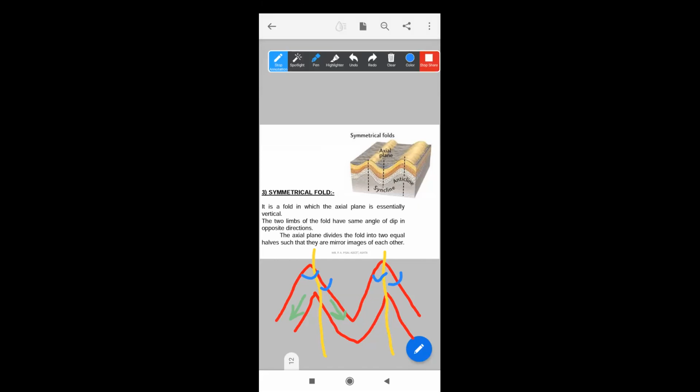Okay, so these are the points regarding the symmetrical fold. सिमेट्रिकल फोल्डमध्ये काय असतं, 3 things are important. One is that the axial plane is always vertical, the dip direction is in opposite direction, and the angle of dip is same. Okay, only these points you have to remember.